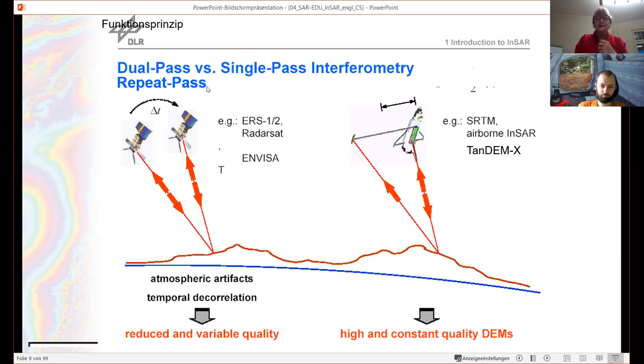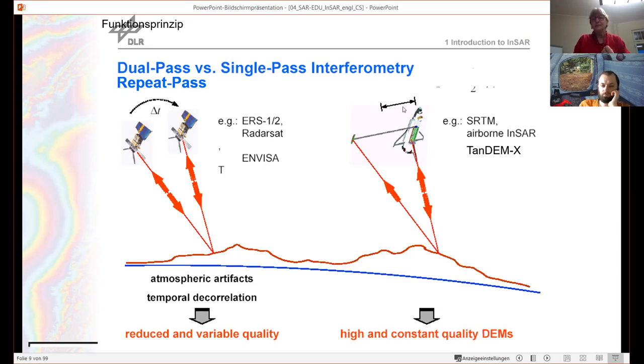Dual pass is something we would rather describe for those years when we had ERS-1 and 2, the two identical satellites in space, which enabled us to produce an interferogram where the delta T, the temporal baseline, was only 24 hours. These were the images I showed you yesterday, the coherence results from the boreal forest. So that would be dual pass, meaning we have two satellites in space. It would also be ENVISAT ASAR. Now, obviously, Sentinel-1A and B would be dual pass. Well, any radar satellite except TanDEM-X. TanDEM-X is a single pass interferometry process.